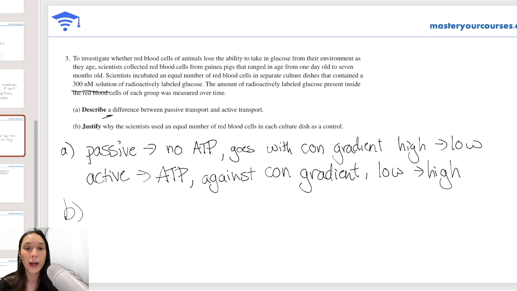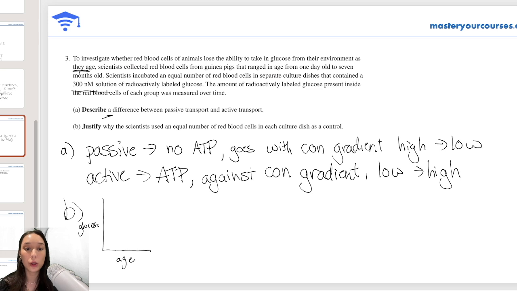So what they're really trying to look at is whether red blood cells lose the ability to take in glucose based on age. So you're looking at age versus ability to take in glucose. So if you were to plot this, again, you don't need to plot it, you would look at age here, and then you would look at glucose uptake. So that's your independent and your dependent variable. And so a control that you would have to do is to make sure you're using the same amount of red blood cells in each trial. Because if you didn't, then you would have another variable at play and you wouldn't be able to see directly if age is what's causing that change.